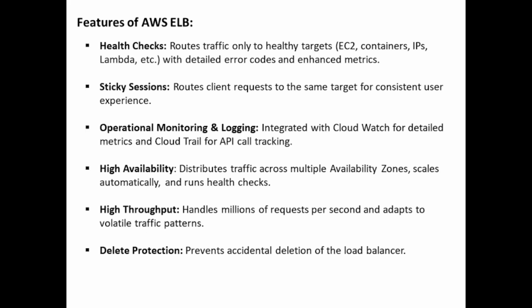Now that we have covered the types of load balancer, let's dive into some of the key features of elastic load balancing that make it an essential part of any robust AWS architecture. Health checks. ELB regularly checks the health of your instances to ensure that traffic is only sent to healthy ones. If an instance fails, ELB automatically routes traffic to healthy instances, maintaining high availability.